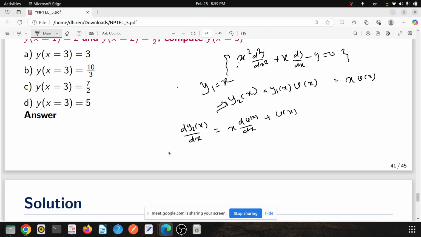so again if you do the second derivative, d²y2/dx² will be equal to x d²v(x)/dx² plus 2 dv(x)/dx. This 2 factor comes because if you take the derivative of this term, you will get an extra dv/dx term, so this term will add up.